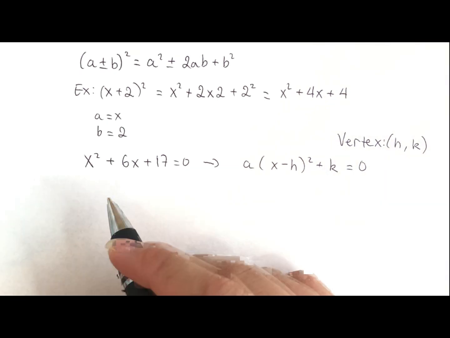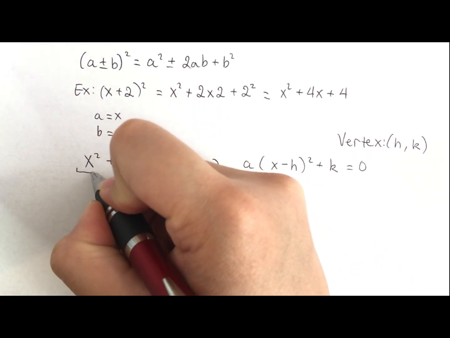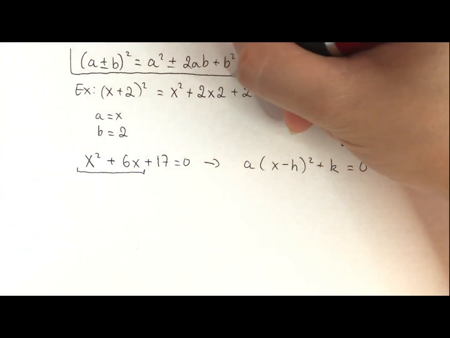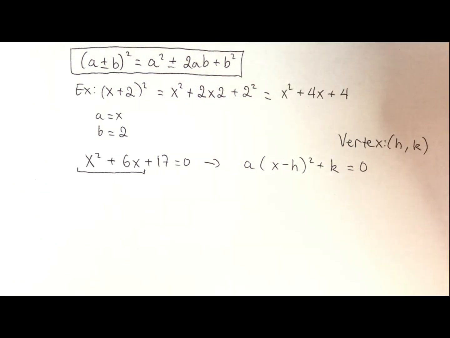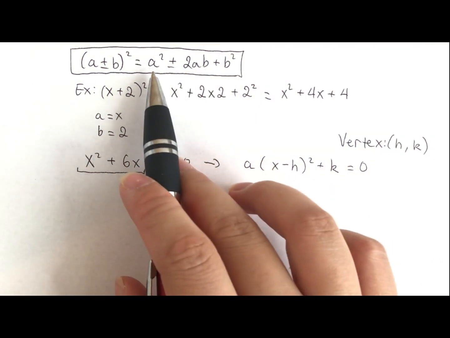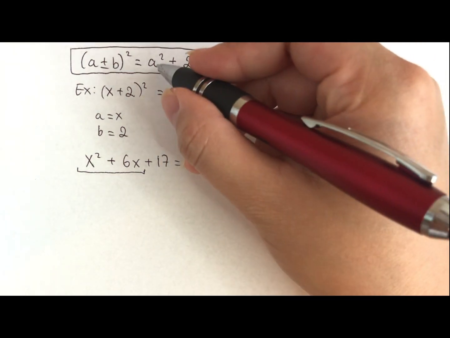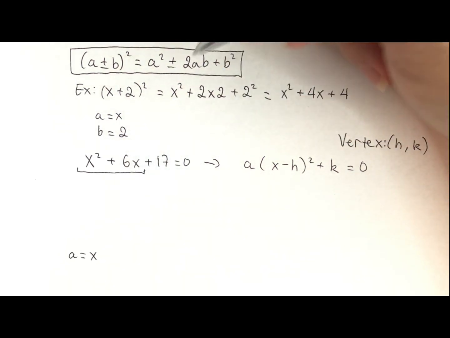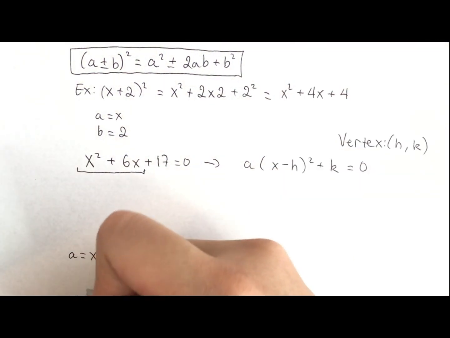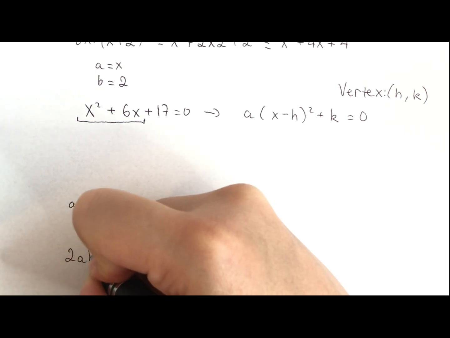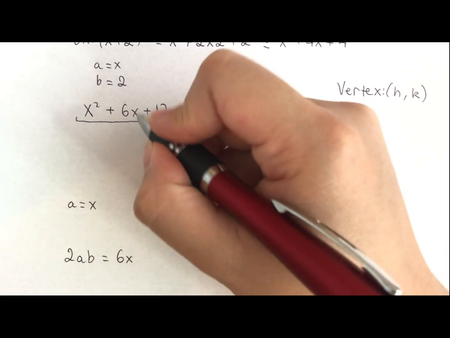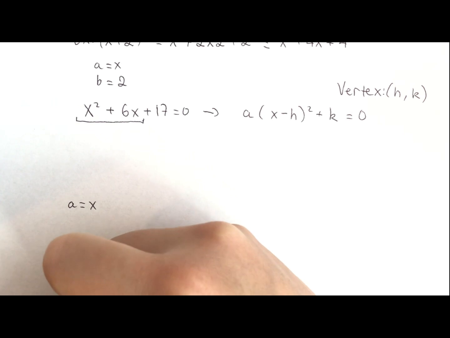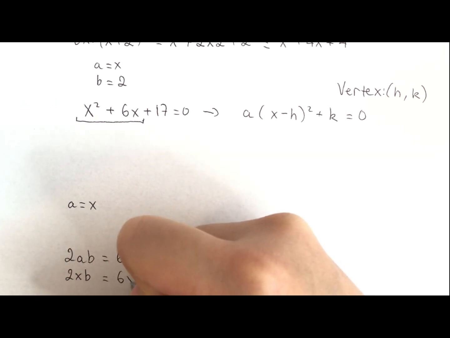So let's do an example. When completing the square, we're only looking at the terms with the variable, and we're going to use this formula right here. So what we have right now is the first two terms of the right hand side. In this case, you can see that our a is still x. Then the next term that we have is the 2ab term. And so 2ab is equal to 6x, which is our second term. And if you know that a is x, so 2x times b is 6x.